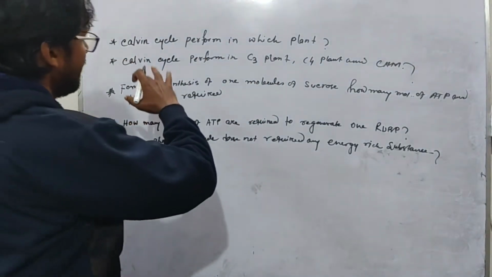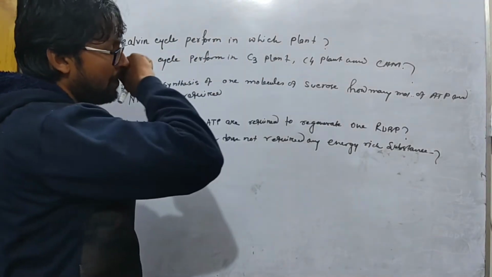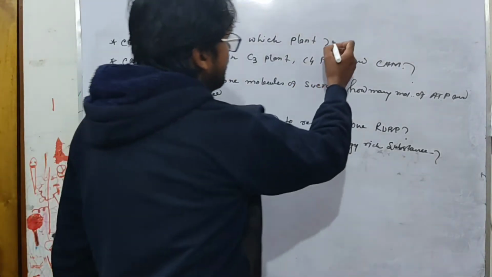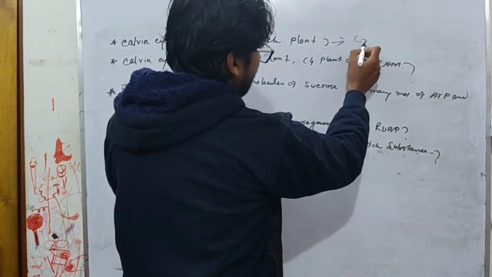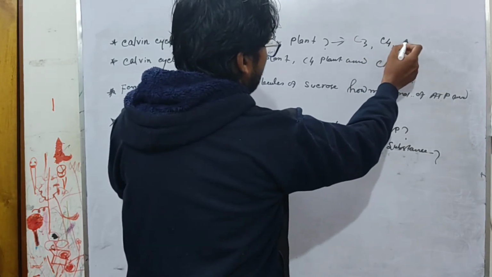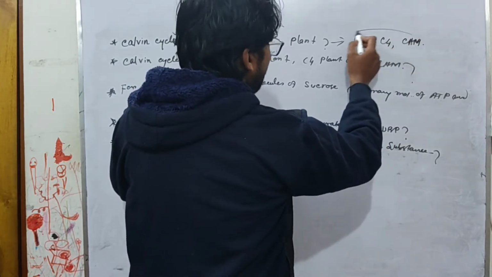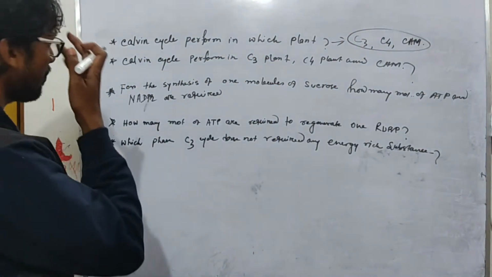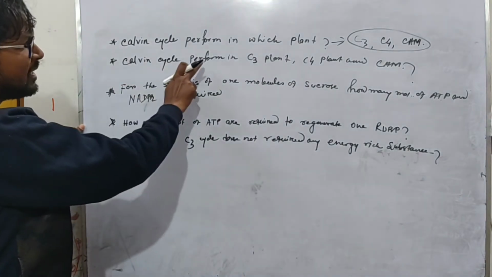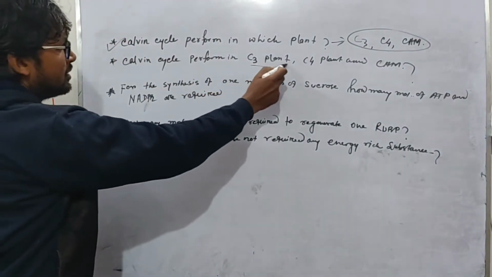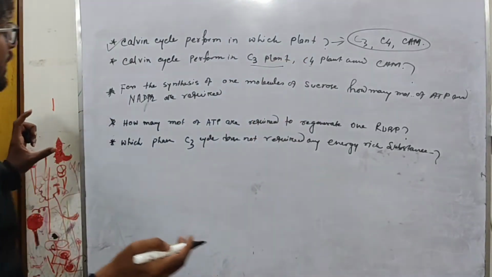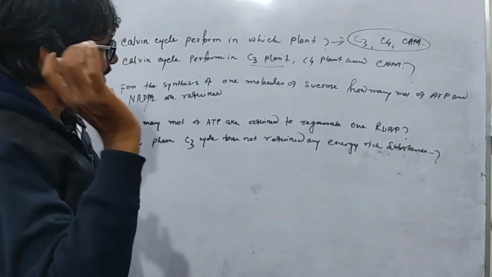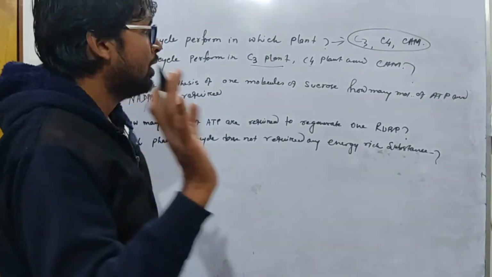Now the next question is, in which type of plant does the Calvin cycle perform? Actually, it is present in C3, in C4 and in CAM. Only absent in photorespiration. The Calvin cycle is performed in C3 plants, C4 plants and CAM. Where? You have to remember it.